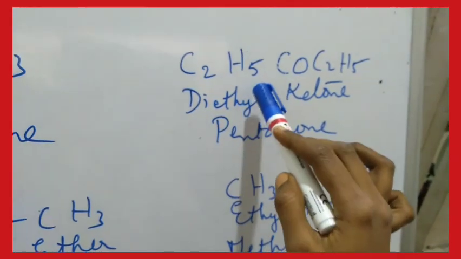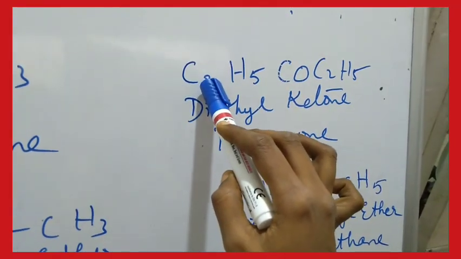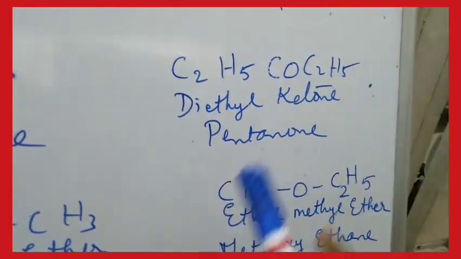So for this one, the IUPAC name is pentanone. Pentanone, because how many carbons are there? 1, 2, 3, 4, 5. 5 carbons are there. So you call it pentanone.